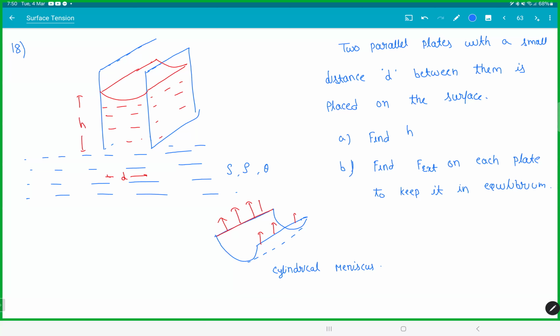Idea is still the same. You draw the FBD of the liquid and then you see the force is equal to mg. The same story there. Length of the plate you won't need, it will cancel out. So instead of a cylindrical thing, now we have this thing. Parallel plate that will give cylindrical meniscus.